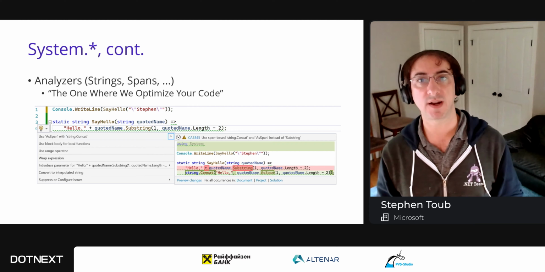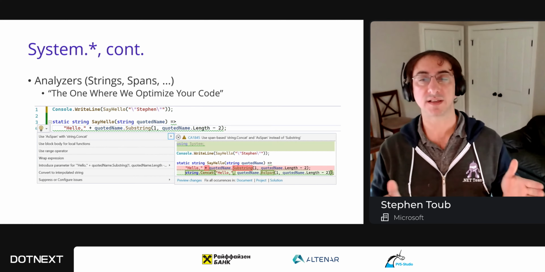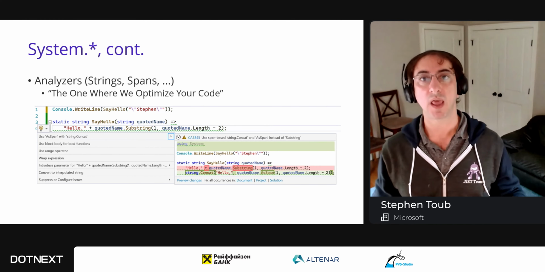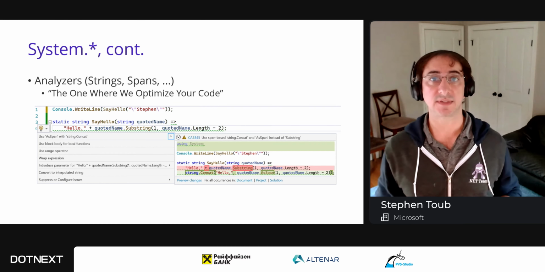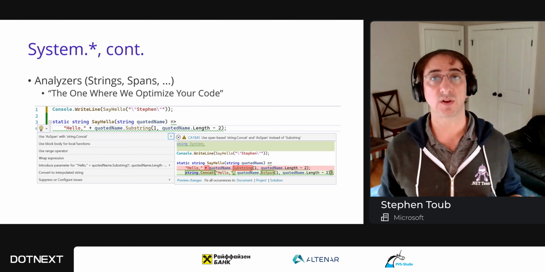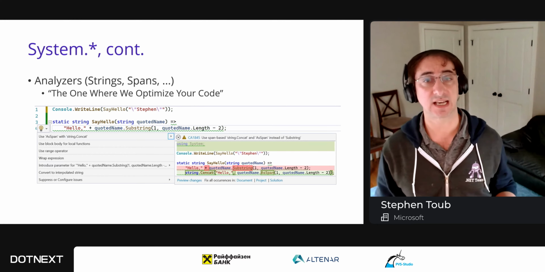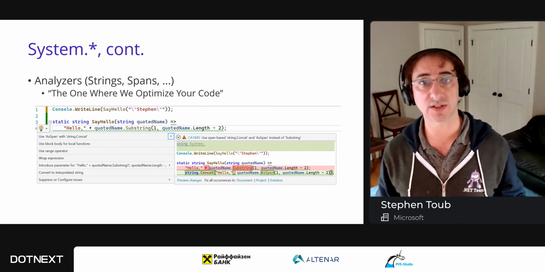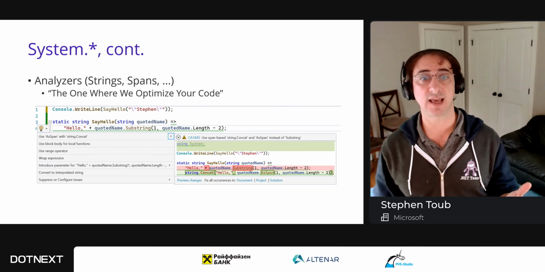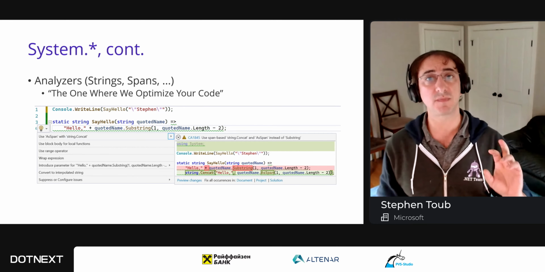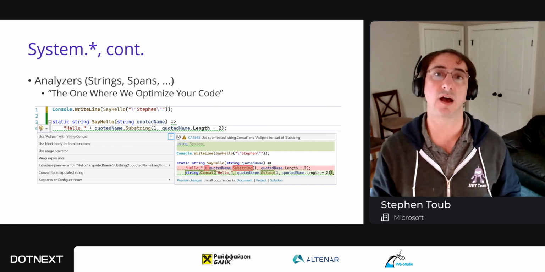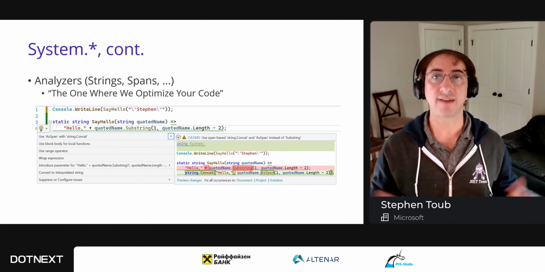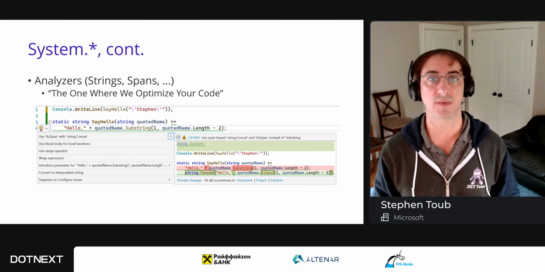So the original code that was written concatenated hello plus the substring on quoted name. But now with spans, we could instead use quoted name.asSpan, and there are overloads of string.concat that don't just take strings, but take read-only spans of chars. And so this analyzer is saying, hey, what you're doing is fine, but if you were to just make these two tweaks, if you were to switch to using string concat and switch to using as span, you could eliminate half of your allocation by getting rid of that intermediate string. So there are a plethora of these analyzers.